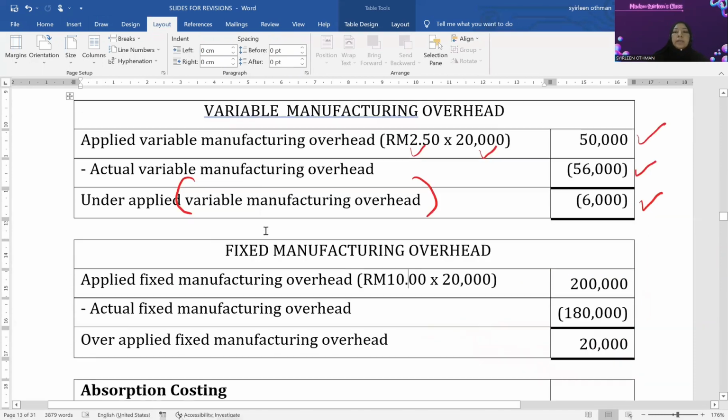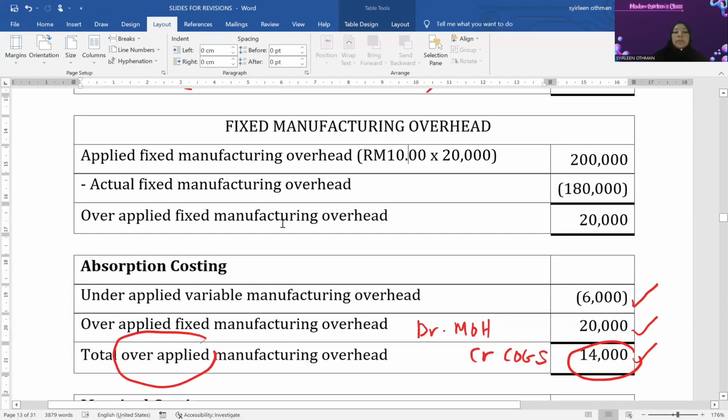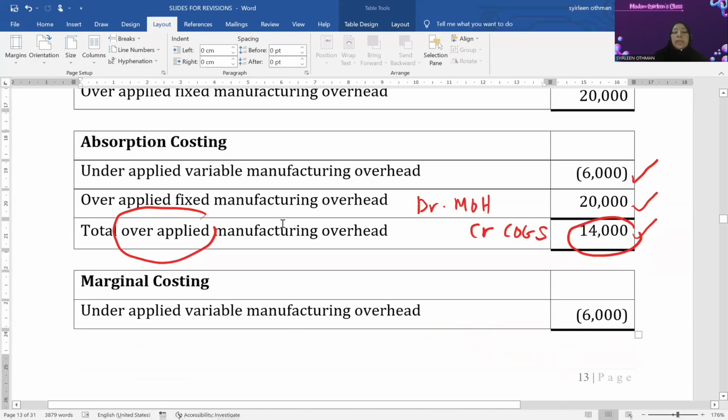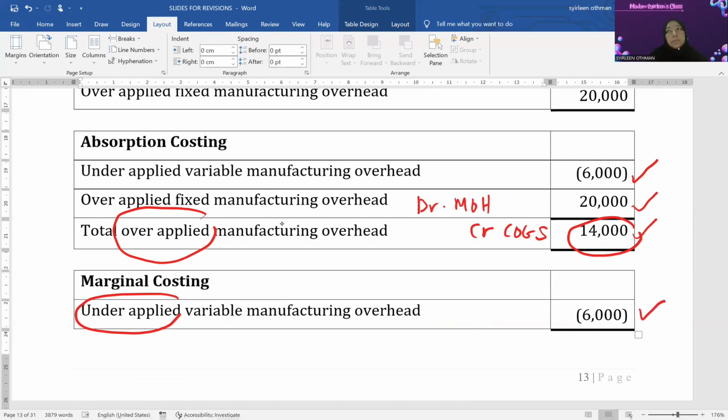All right, so for marginal costing, we are only going to focus on the variable side. We already did the calculations for variable. For marginal costing, it's under applied variable manufacturing overhead. So I am going to add 6,000 into my variable cost of goods sold in order to get my adjusted variable cost of goods sold.